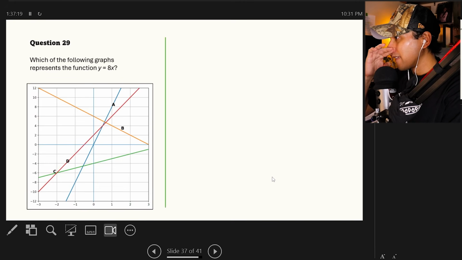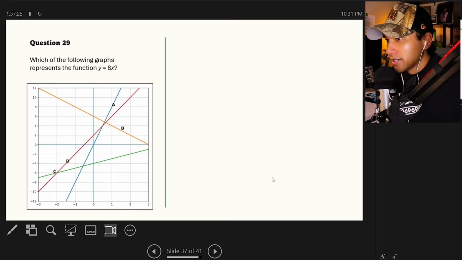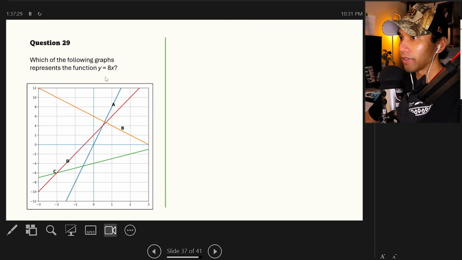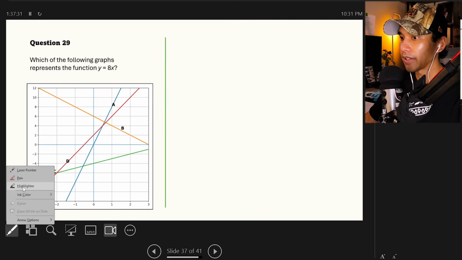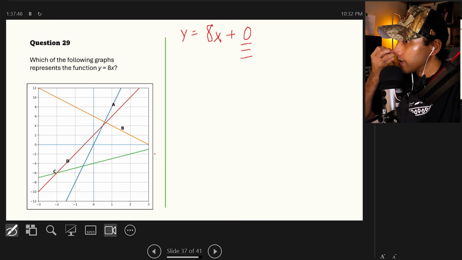All right. So now we have this. Which of the following graphs represents the function y equals 8x? From what we know, when we just have 8x and nothing after that, the y-intercept is 0. Right? So given this graph, what can we assume?